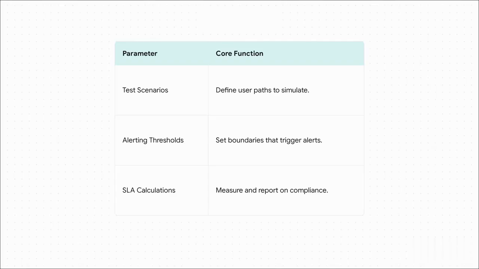And this is how you put it all into practice. Your test scenarios, those are the scripts you give your robots: log into the app, search for a product, add it to the cart. Then you've got your alerting thresholds. These are your tripwires. You get to decide exactly how slow is too slow. And finally, SLA calculations. This is how you prove you're meeting your promises to the business. This is your report card.